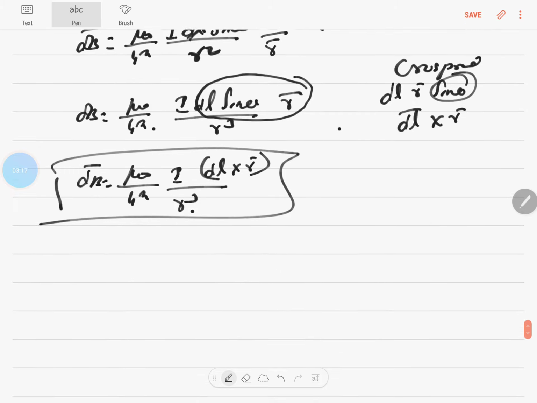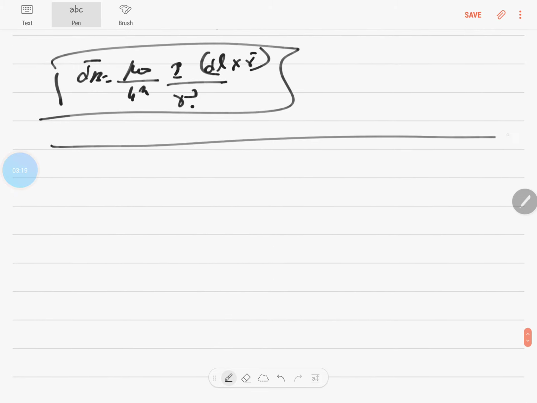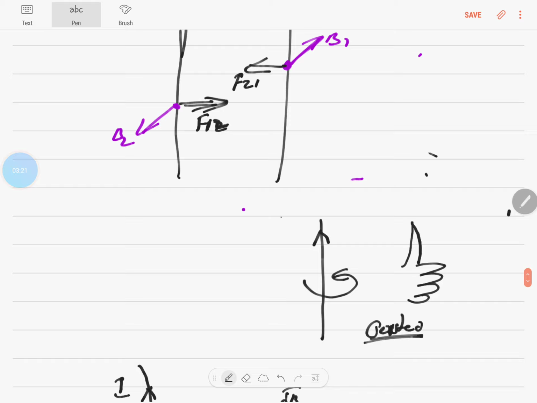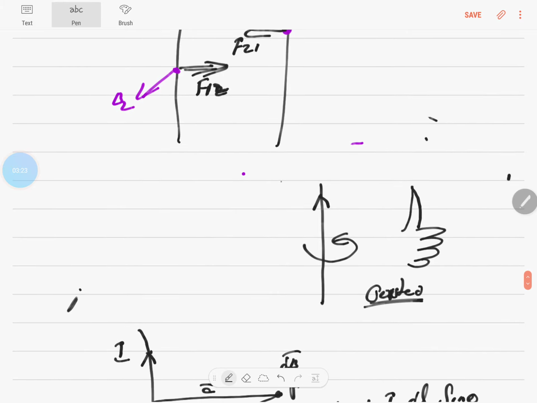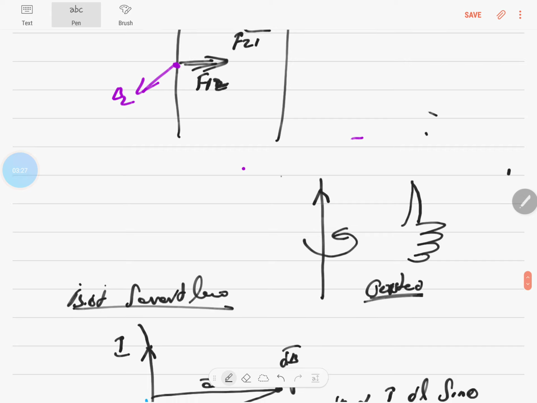Okay, so that completes it. So what is the application? This is known as Biot-Savart law. What is this law known as? Biot-Savart law. What does it state?